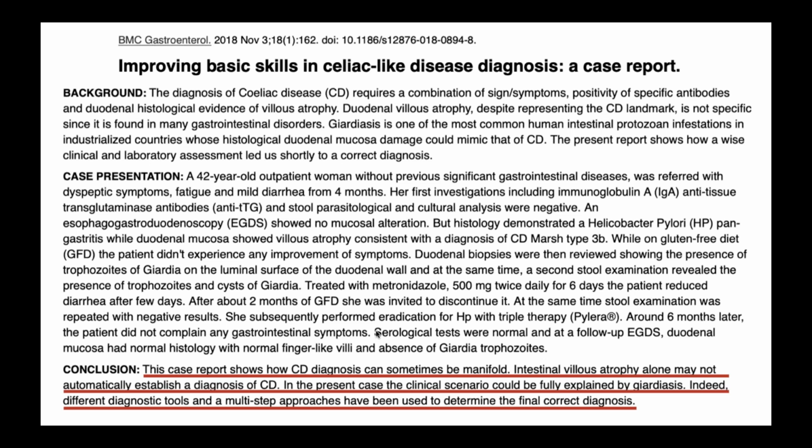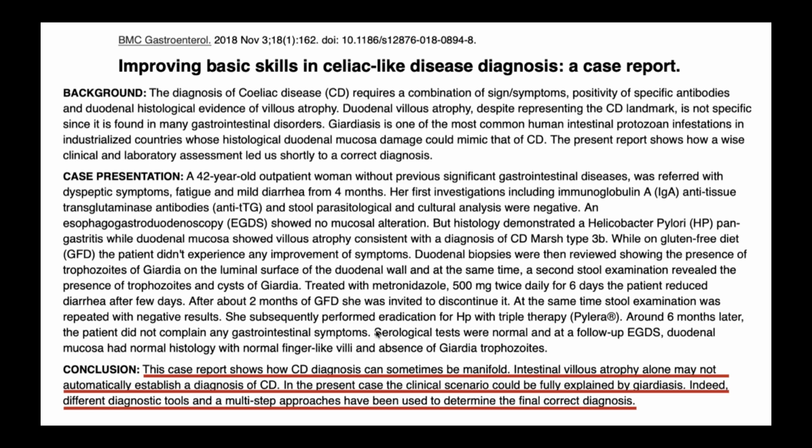So this particular article is titled Improving Basic Skills in Celiac-like Disease Diagnosis, a Case Report. Just jumping to their conclusion, they say, this case report shows how celiac disease diagnosis can sometimes be manifold. Intestinal villus atrophy alone may not automatically establish a diagnosis of Crohn's disease, or celiac disease in this case. In the present case, the clinical scenario could be fully explained by giardiasis. Indeed, different diagnostic tools and a multi-step approach have been used to determine the final correct diagnosis.